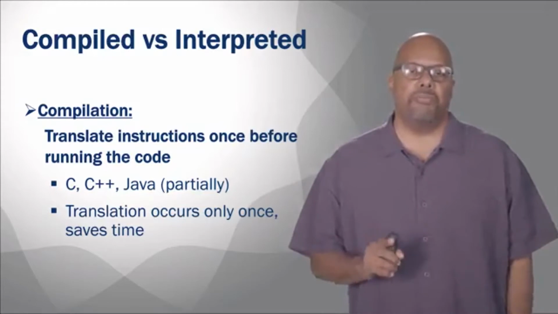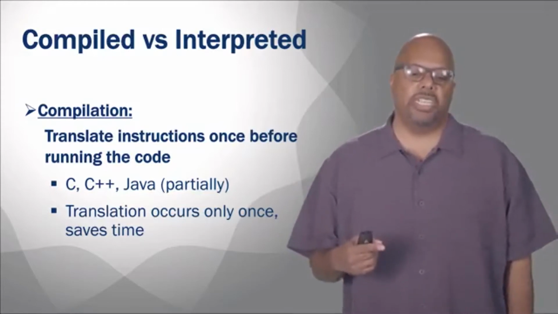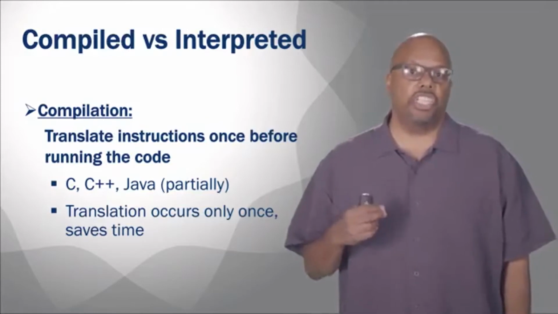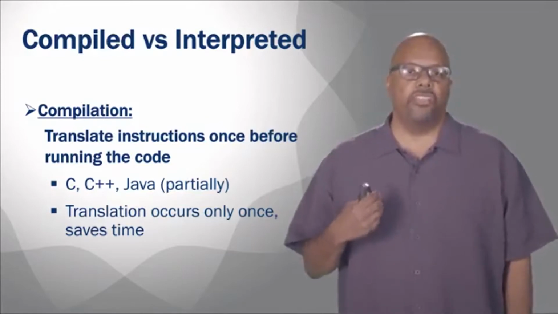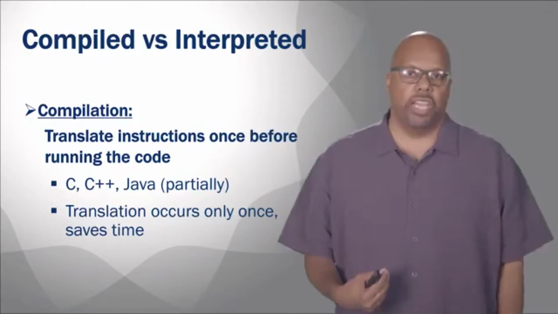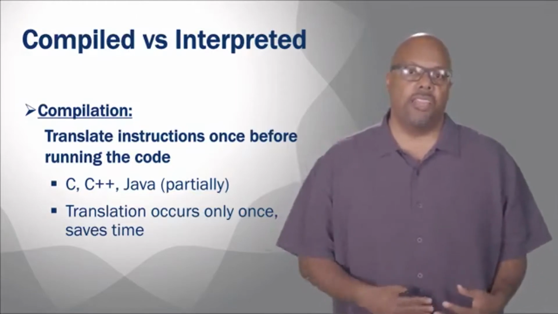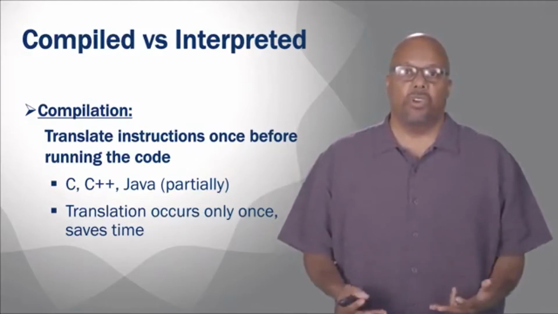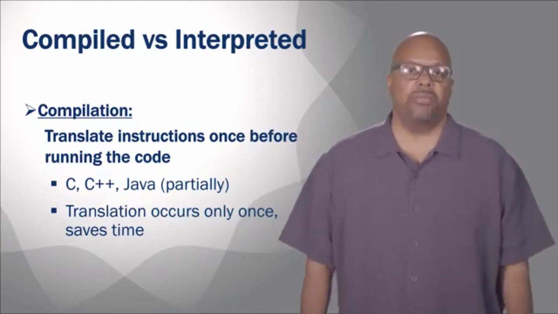So the key thing we want to bring out about a compiled language is the fact that this translation occurs once. It doesn't occur while you're running the code, right? It happens before you run the code. And then when you run the code, you are just running the machine language instructions directly, because they're already compiled into machine language by the compiler.